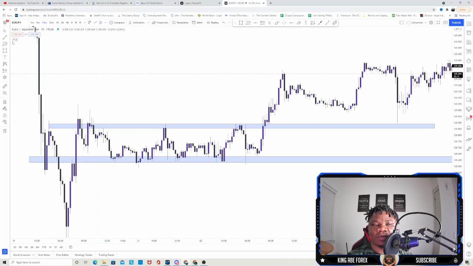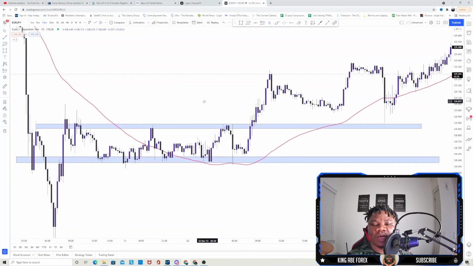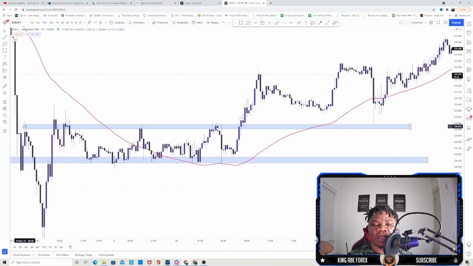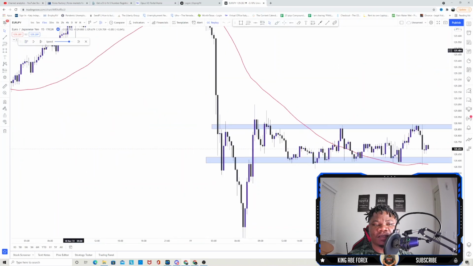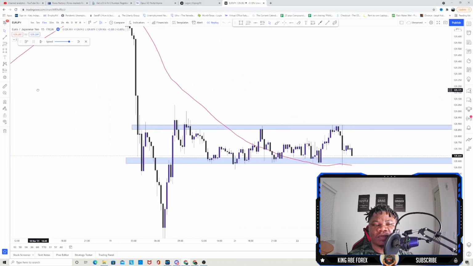Now I'm going to go ahead and add the indicator onto our chart. Now we have our highs and our lows. What we're simply waiting for is for price to close above our previous high, or our resistance zone. Now I'm going to put this in replay mode as well, and I'm going to show you where our entry would have been for this trade.